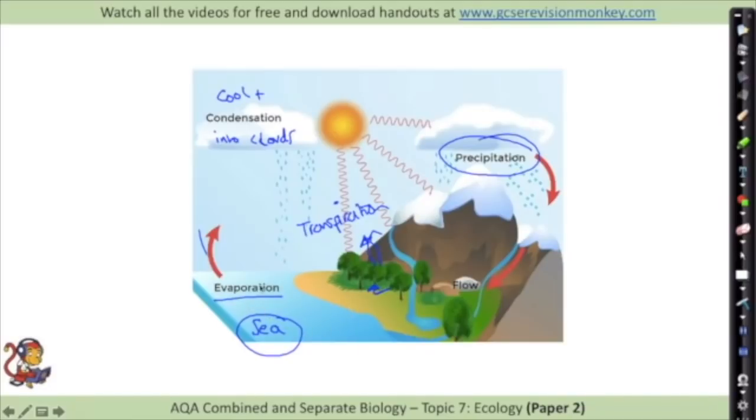So a lot of key words there. You might see, for example, the idea that if you have some water in an iceberg, for example, on the sea, they might ask you to suggest how that water ends up in a lake. So here you would have the iceberg melting into the sea, that water evaporating, condensing into clouds, and then you would have the precipitation that would lead to the rainfall filling up the lake.